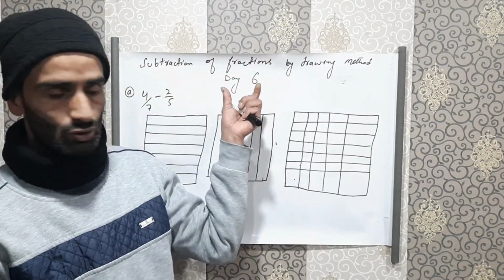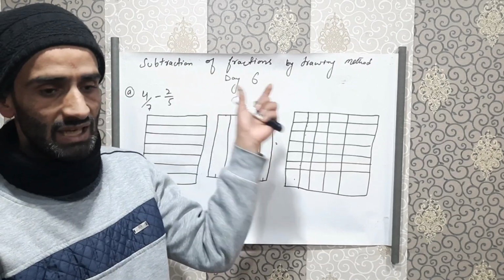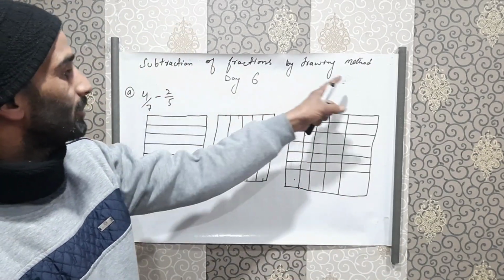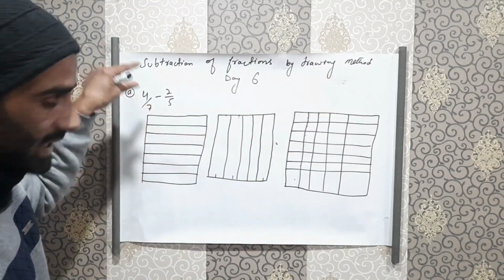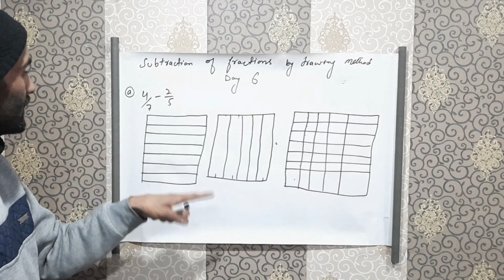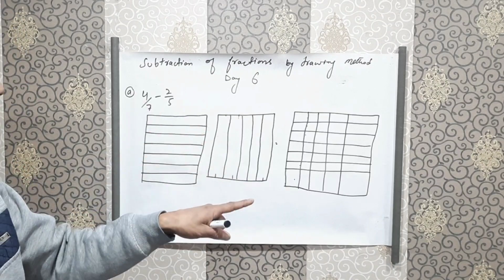Today, day 6. Many students were having confusion in day 6, and there is also a misprint. So I am going to explain subtraction of fractions by the drawing method. The first example is 4 by 7 minus 2 by 5. How to subtract by the drawing method, that we are going to learn.